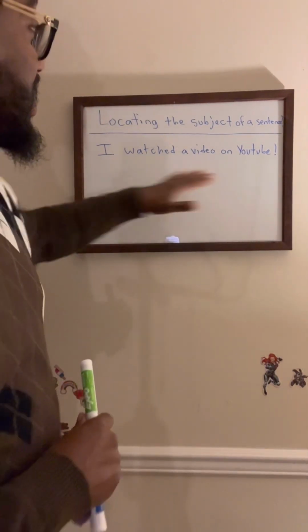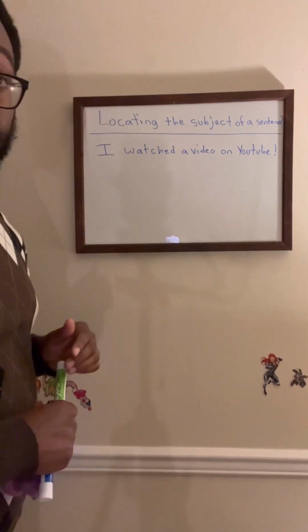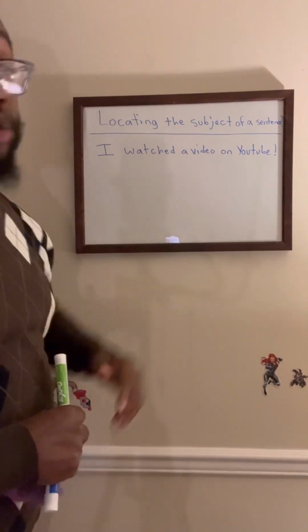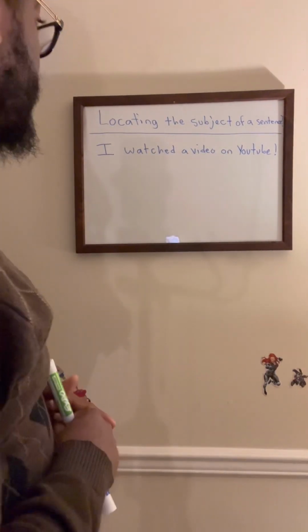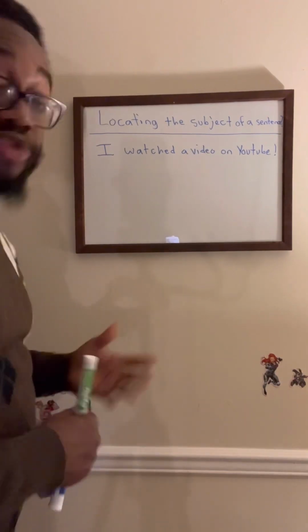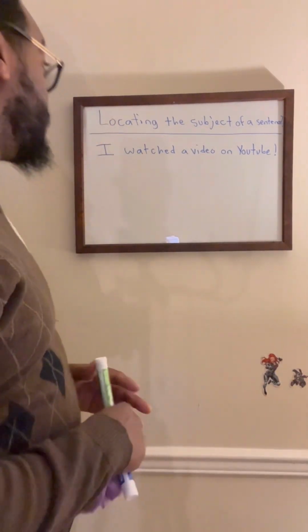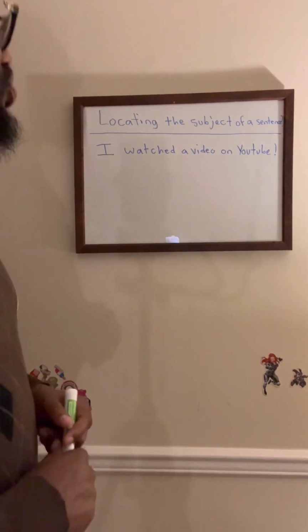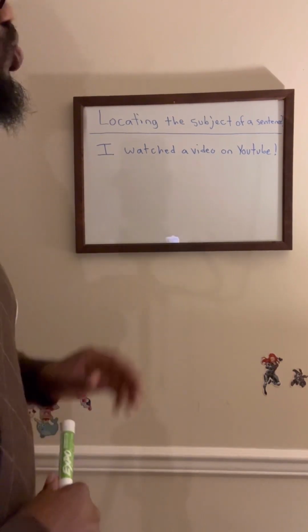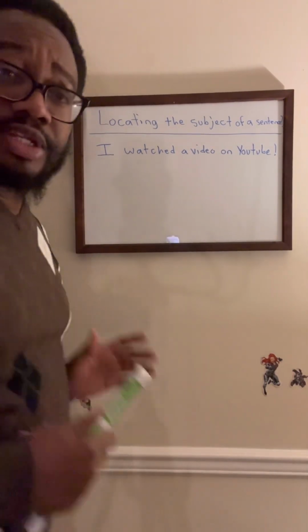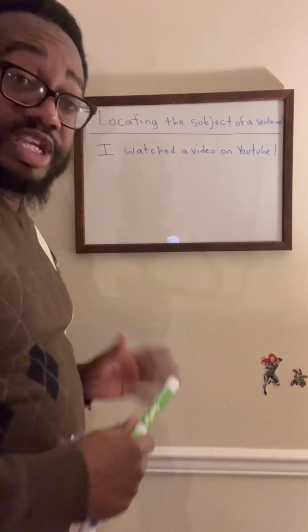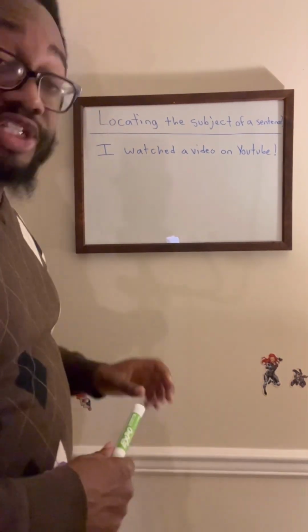So look at this sentence. I watched a video on YouTube. Try to write it down. Type it into your phone. If you have a dry erase board, use a dry erase board. I watched a video on YouTube. Which one of these words would be the action? Because in order to know the subject of a sentence, you need to find out the verb, which is the action.